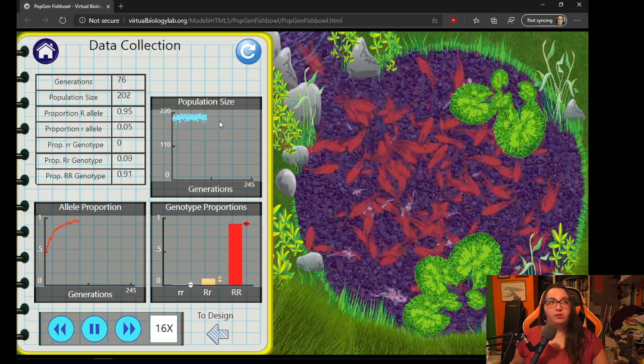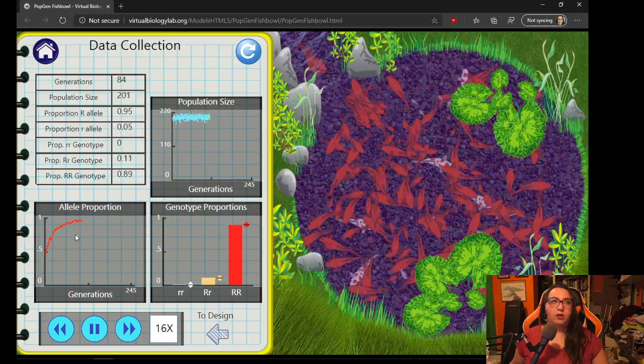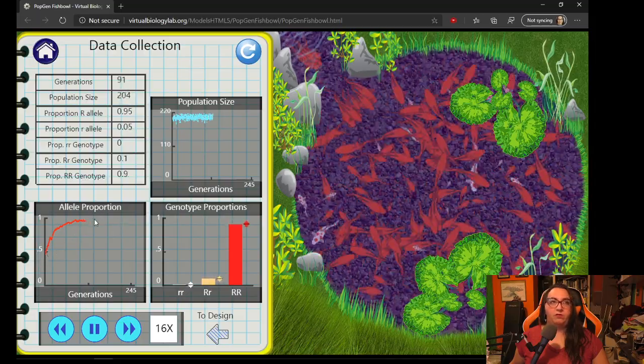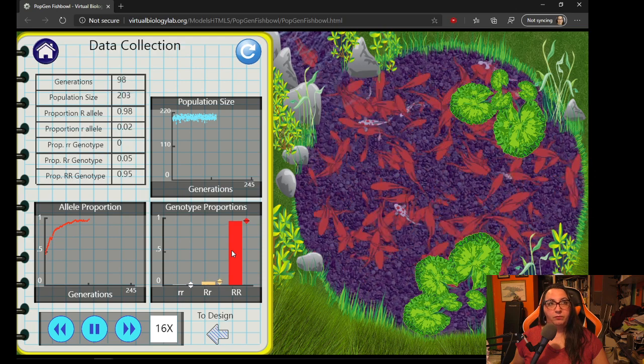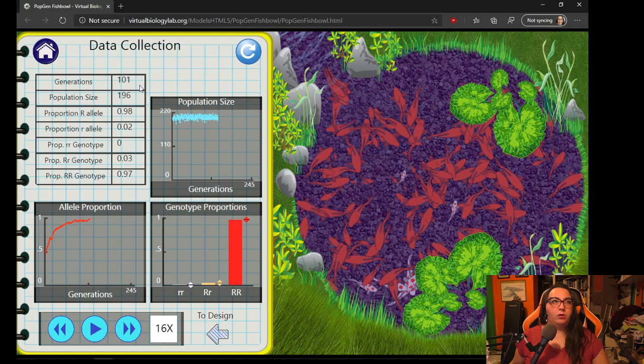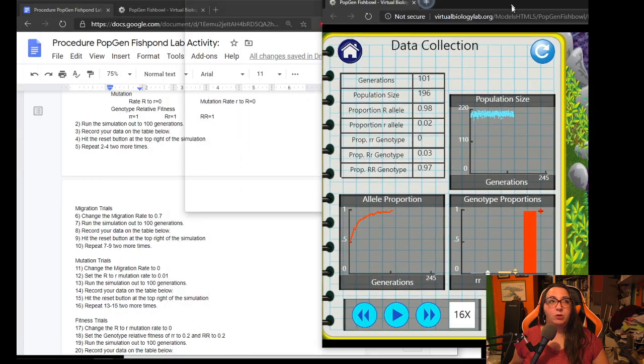We see a large number of those dominant alleles. Population is still pretty consistent, but our allele proportion on this graph is going way up in favor of that dominant allele. And there we go. I went over by 1. It's probably not going to make a big difference. Our population size is 196, 0.98, dominant allele proportion of 0.02. No recessives anymore. We don't have any white fish in that pond. We've got a very small number of the spotted fish and a lot of those dominant recessives. And so we would fill that out on the data table.